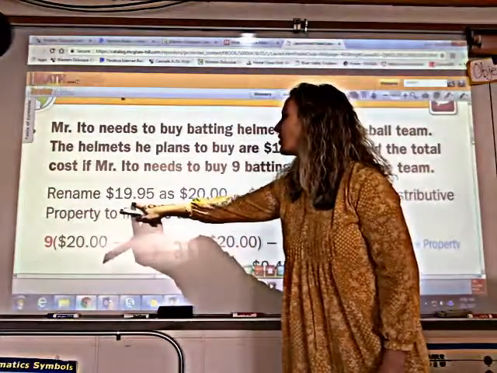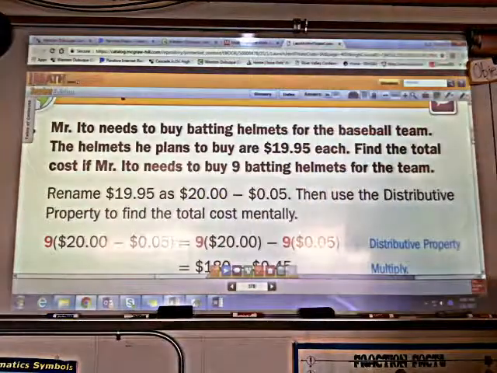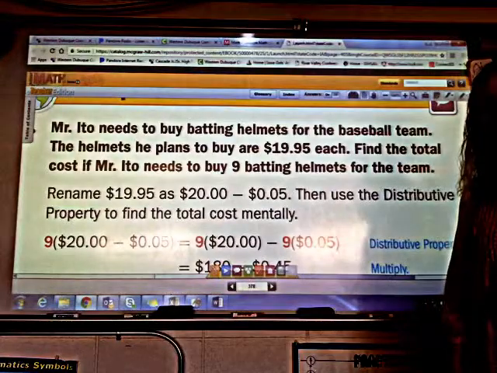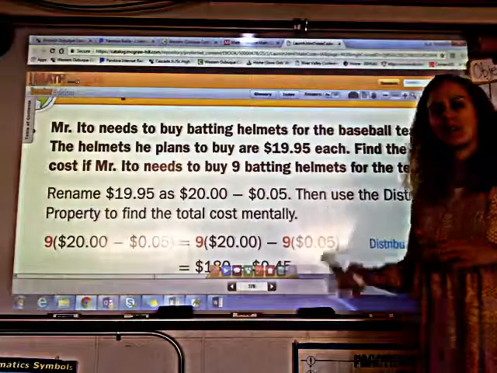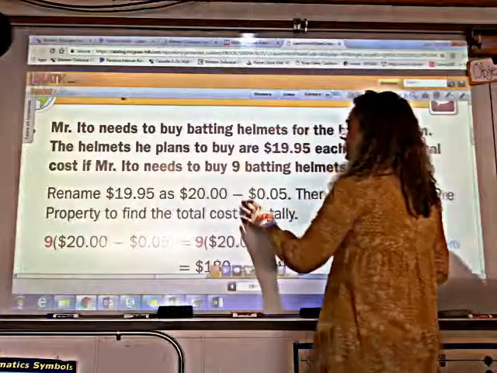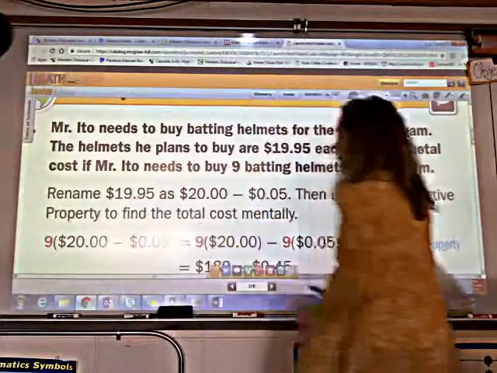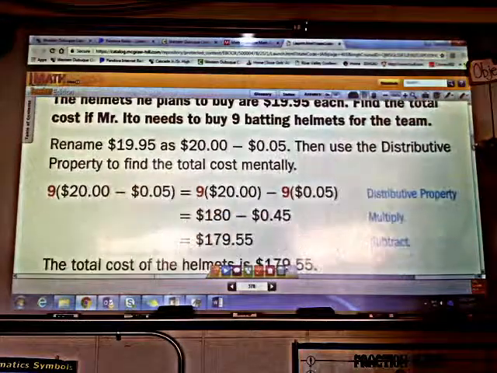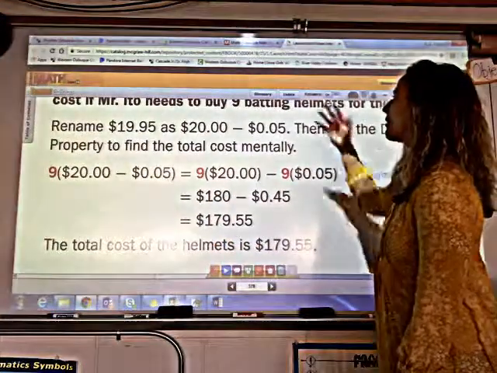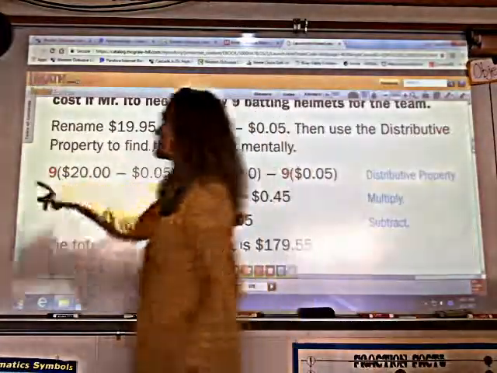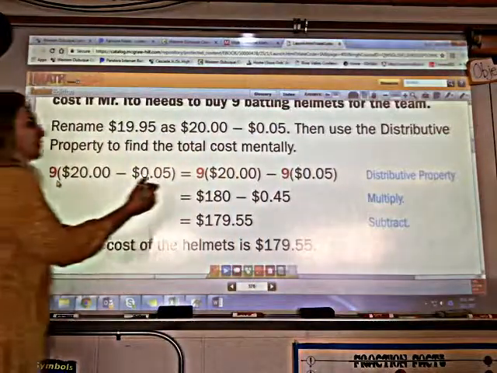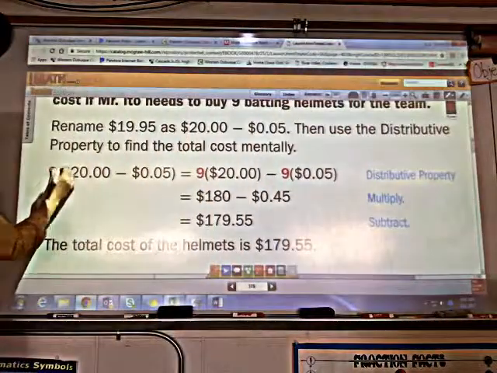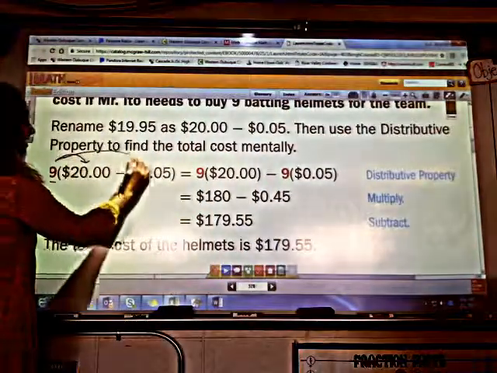Now, what they've decided to do is to rename $19.95 as $20 minus 5 cents. The reason they're doing that is they're going to use the distributive property to make it easier to multiply. So $20 minus 5 cents is the same as $19.95. Then, like I mentioned before, we're going to use our distributive property to find it mentally. So we know we're buying 9 helmets, so 9 is my common number out here.